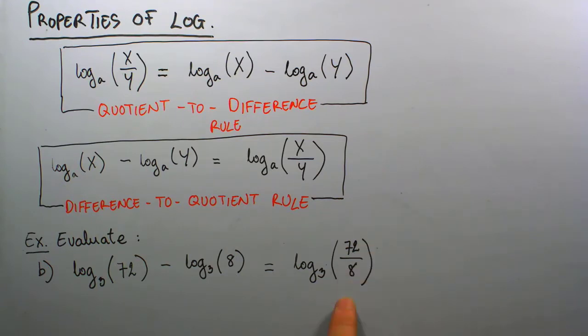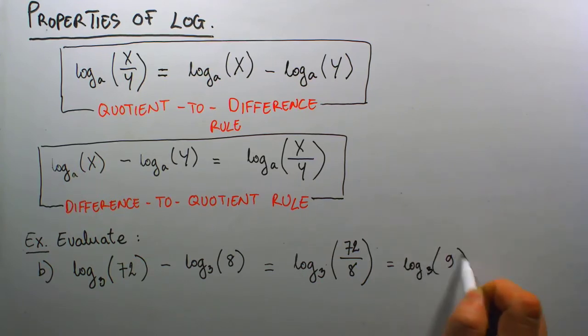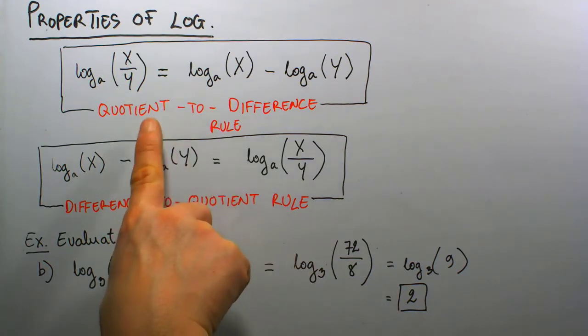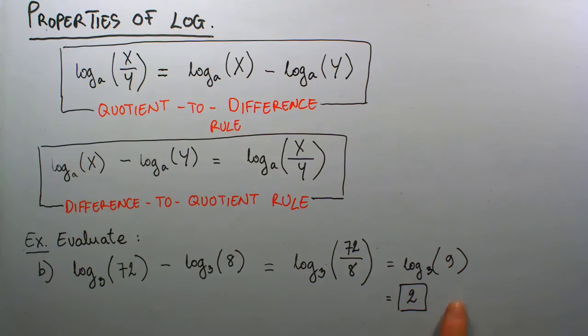So 72 divided by 8 is 9, so we're looking at log base 3 of 9. The answer now comes out equal to 2. And so now we can do this problem a lot faster and a lot more conveniently using our understanding of the difference to quotient rule, or sometimes we may use the quotient to difference rule, instead of using a calculator.